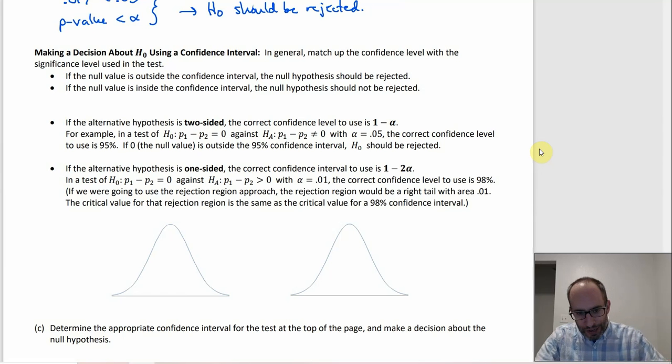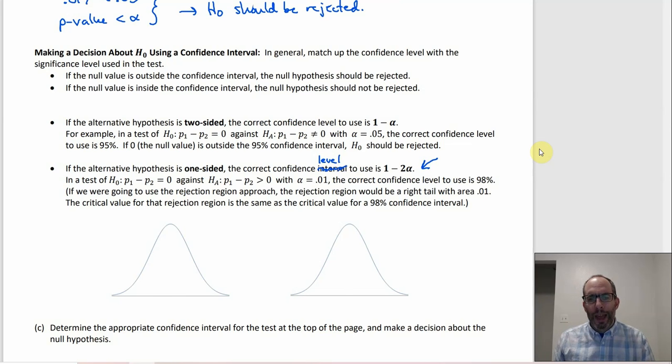The weird part is this last bullet point, and specifically it's this. If you have a one-sided alternative, then the correct confidence level, right? That should say level, not interval. It looks weird. So the correct confidence level is 1 minus 2 alpha. And that's because basically you have to match up the tail size.